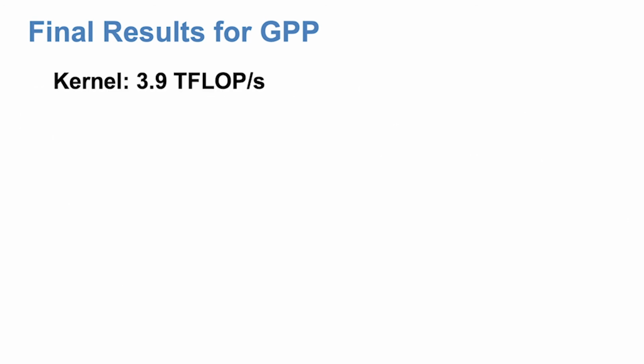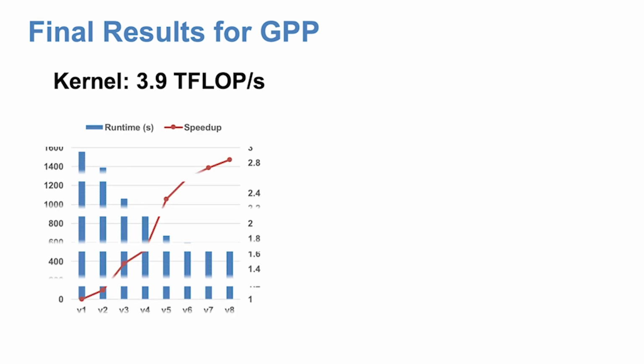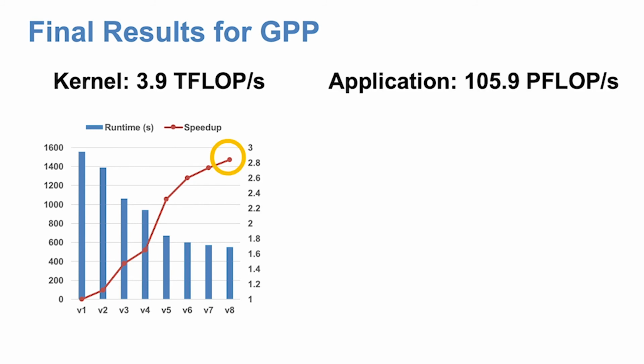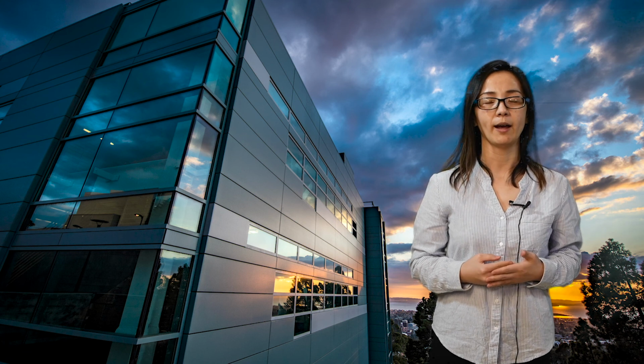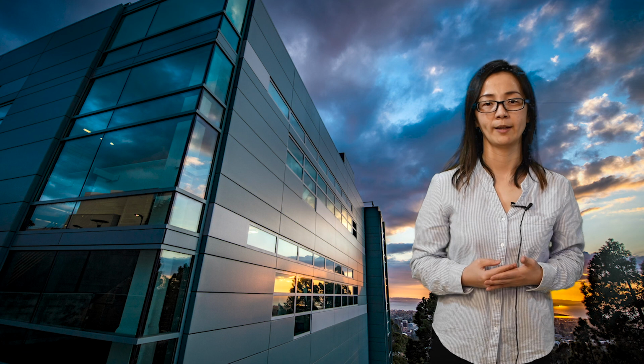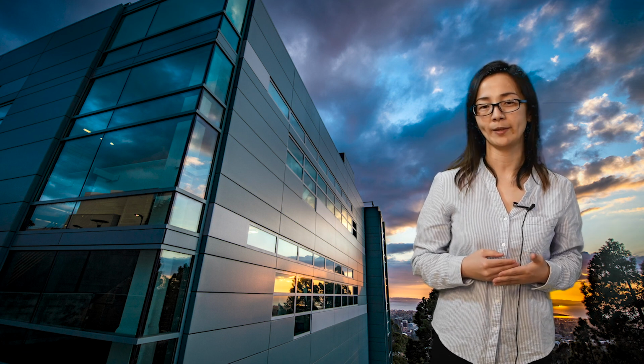So to quickly summarize, we have achieved a 3.9 teraflops performance on the kernel level. And through these optimizations, we have improved our runtime by 2.8 times. On an application level, we have run on the full system of Summit, and we have achieved 105 petaflops performance. This is in double precision, and it's 52% of the theoretical peak and 71% of the LINPACK peak of Summit. So many of the challenges, many of the computational characteristics I've talked about here are very common to other HPC applications. So hopefully some of our lessons learned can be useful to you as well.